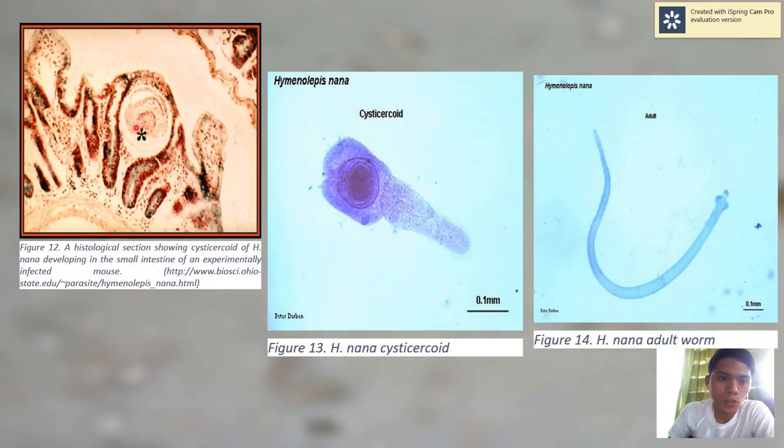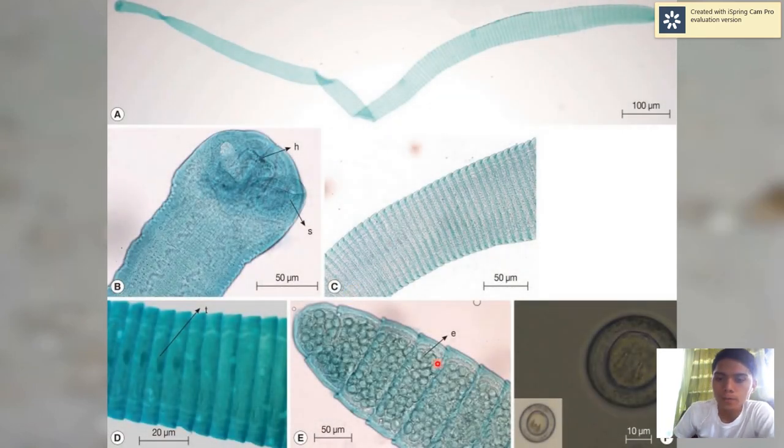Now this picture is a histological section showing a cysticercoid of H. nana developing in the small intestine. So this is the cysticercoid larva that is tailless and penetrates the villi of the intestine. And then this is the cysticercoid and the adult. Other pictures of the H. nana morphology. This is the whole tapeworm, the scolex, the mature, the gravid.